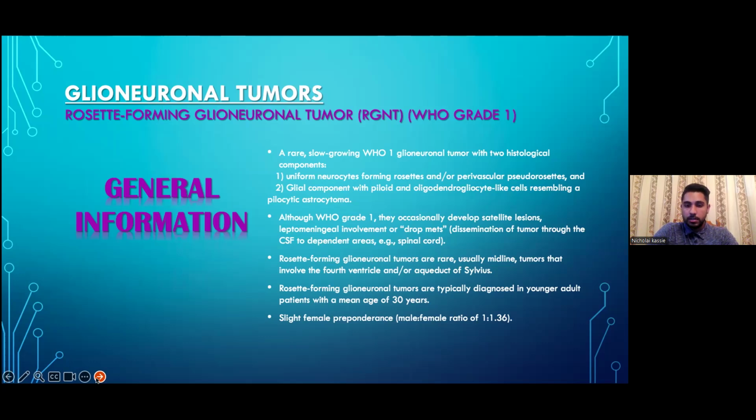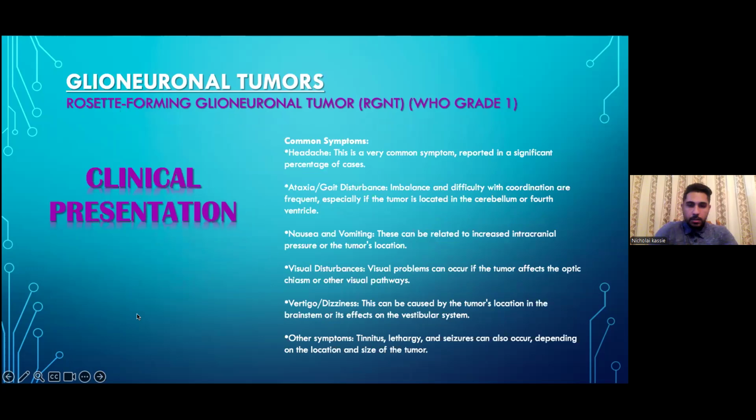Rosette-forming glioneuronal tumors are quite rare, usually midline tumors that involve the fourth ventricle and or aqueduct of Sylvius. They are typically diagnosed in younger adults, with a mean age of 30 years. There's thought to be a slight female preponderance of 1 to 1.36. In terms of clinical presentation, similar to previously described tumors, with headache, ataxia, gait disturbances, nausea and vomiting, visual disturbances, vertigo and dizziness. Other symptoms can include tinnitus, lethargy, and seizures can also occur here as well, depending on the location and the size of the tumor.